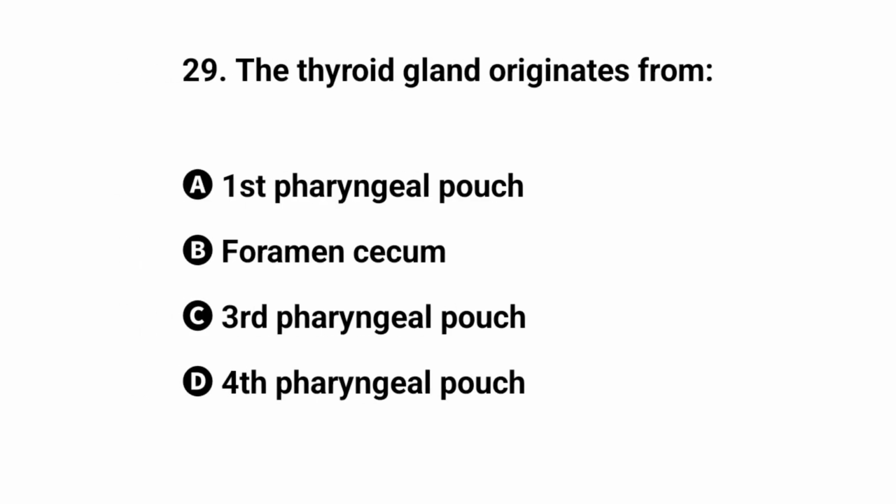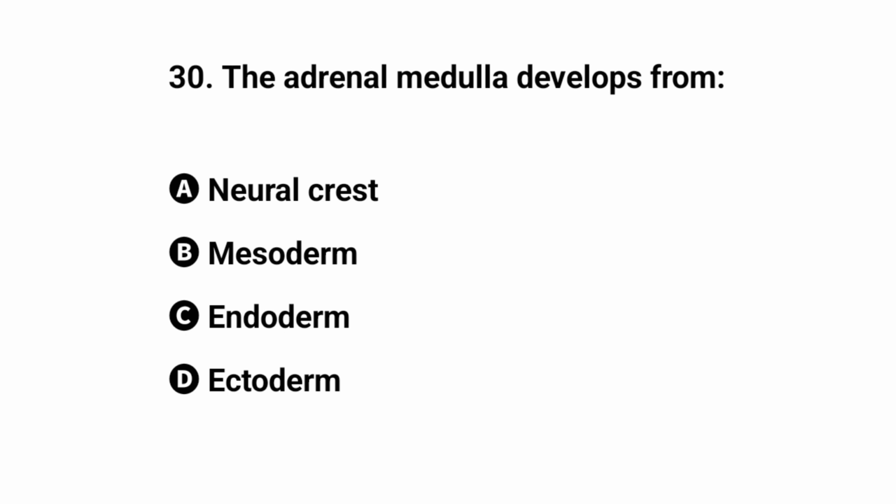Question number 29. The thyroid gland originates from. The right answer is B. Foramen cecum. Question number 30. The adrenal medulla develops from. The right answer is A. Neural crest.